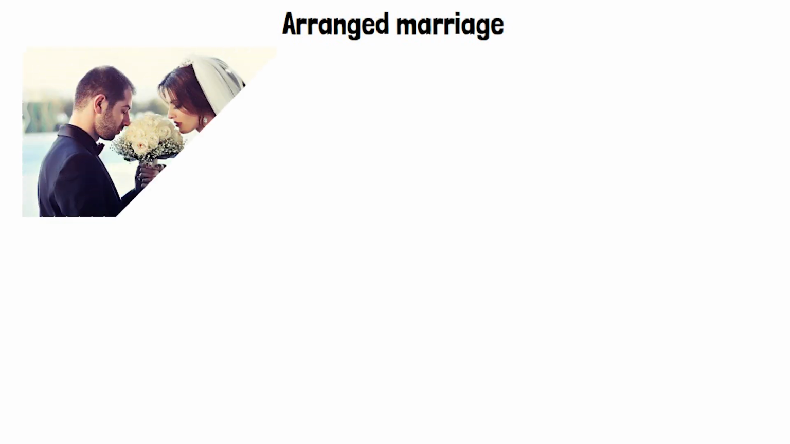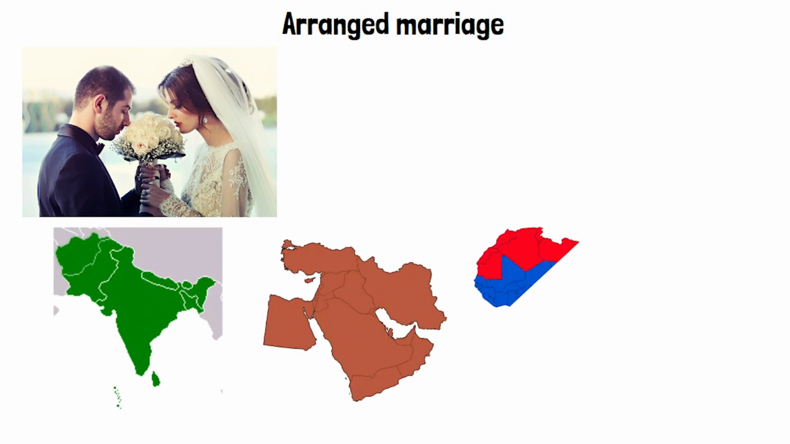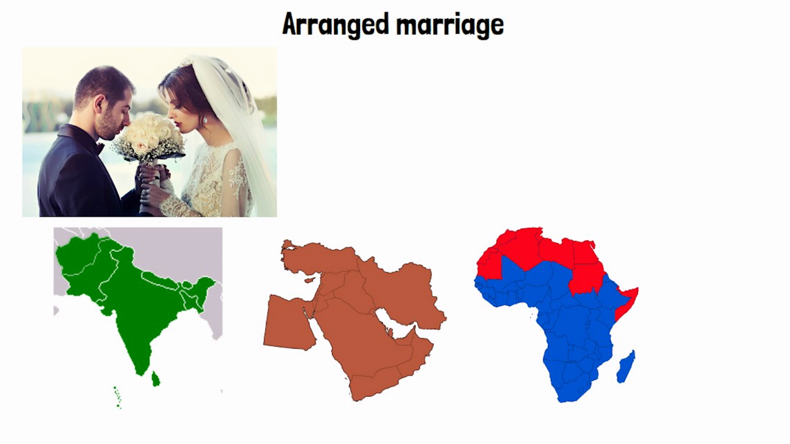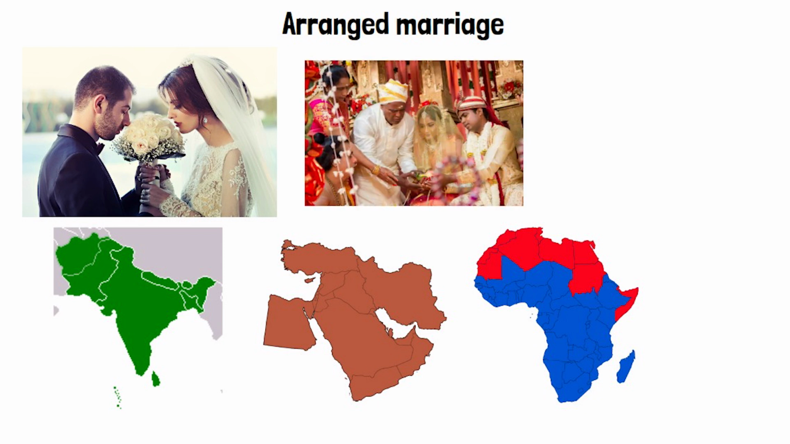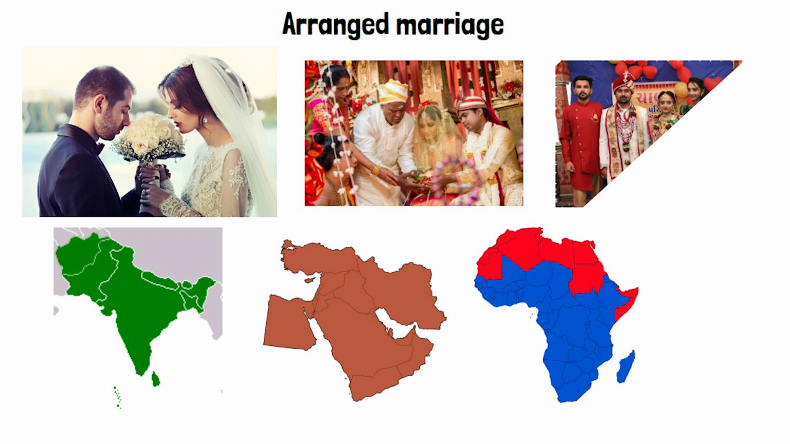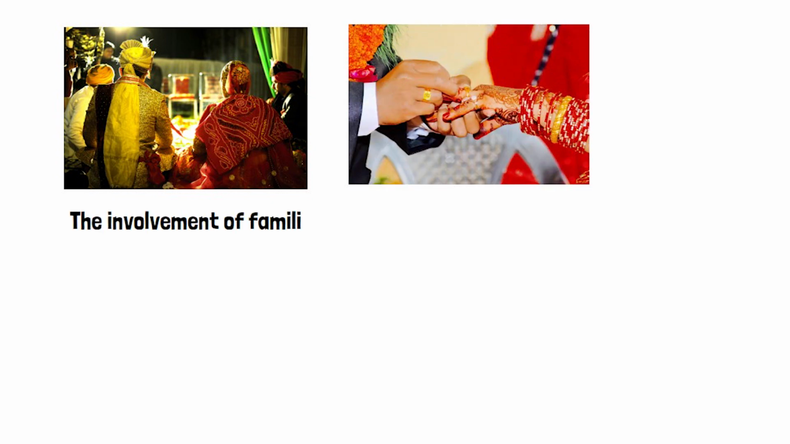Arranged marriage. It is a traditional marital union where families, rather than individuals, play a key role in partner selection. Common in regions like South Asia, the Middle East, and parts of Africa, an arranged marriage involves families considering factors like social status, religion, and compatibility. While it may seem antiquated to some, arranged marriage often prioritizes family values, cultural continuity, and long-term compatibility. The involvement of families can provide a supportive foundation for the couple.